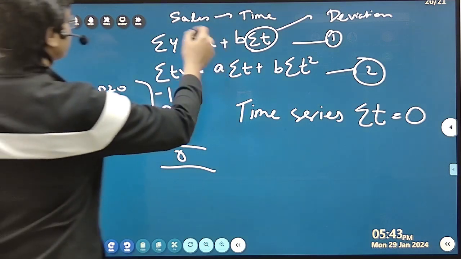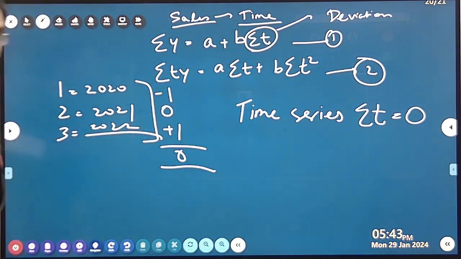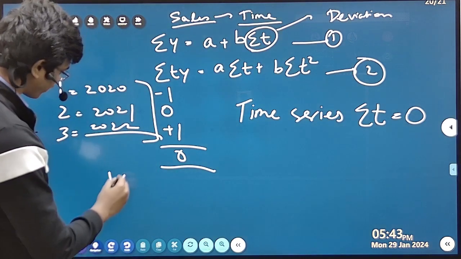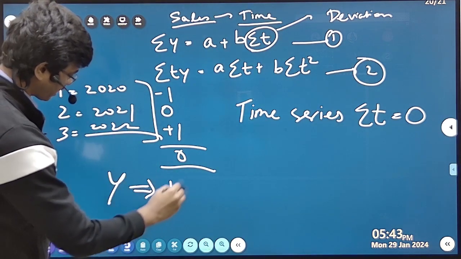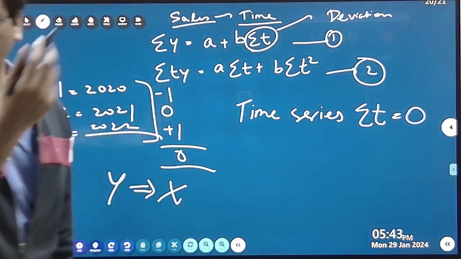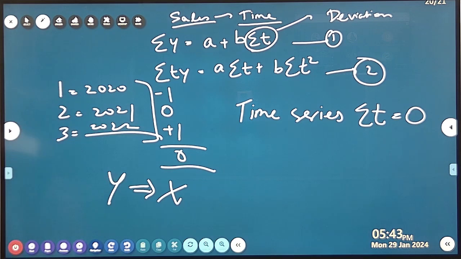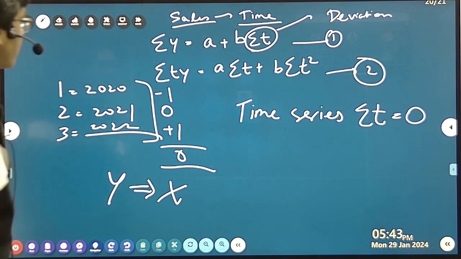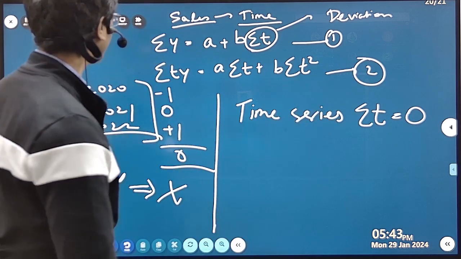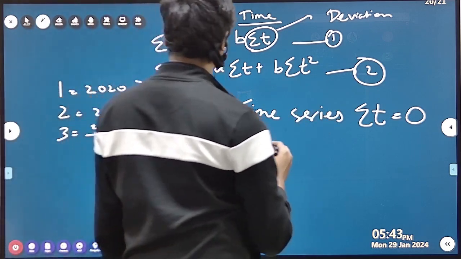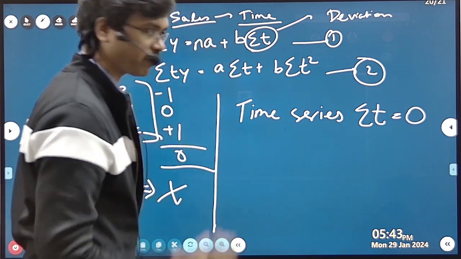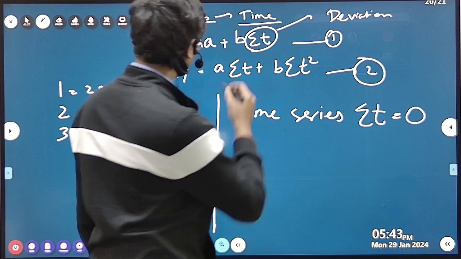So I am analyzing sales with respect to time, right? Now suppose if this is not time, if I am analyzing a variable y with respect to a variable x, then sigma x is not 0, right? Because I do not know what x is. Maybe sum of x might not be 0. It is some other variable, right? So as in a time series, my sigma t equal to 0. So what will this one be? This is n, I'm sorry, right? Number of rows it was there, right?